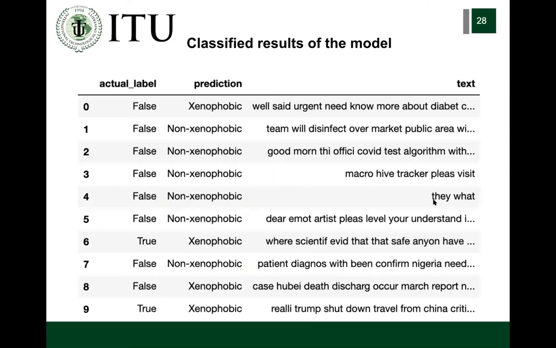Here are the top 10 classified results by our model and their original true labels. The first one should originally be non-xenophobic, but our prediction is xenophobic. But most of them are correct with their true label. Okay, and then I will let my teammate Zixin talk about the rest of our study.